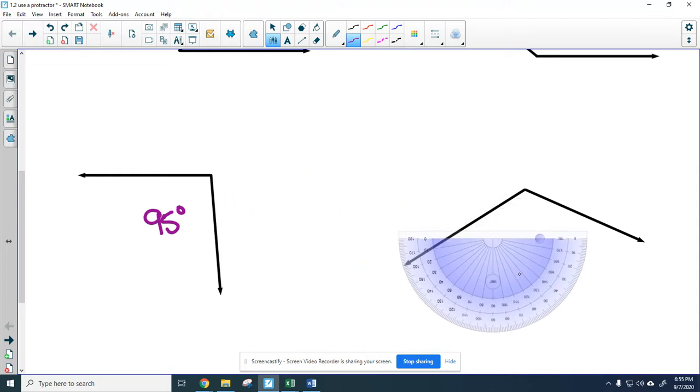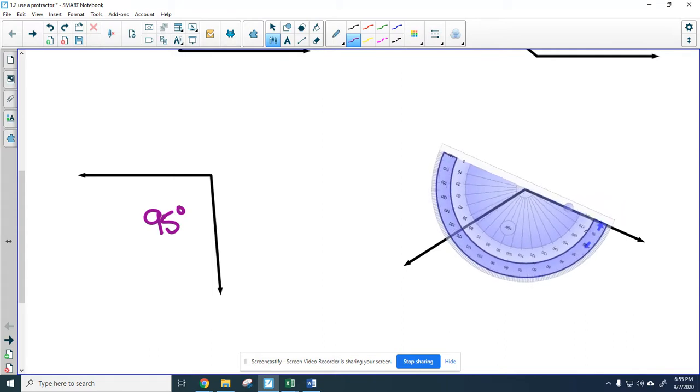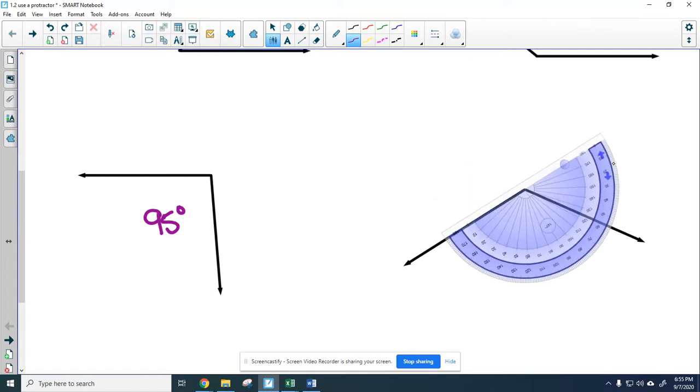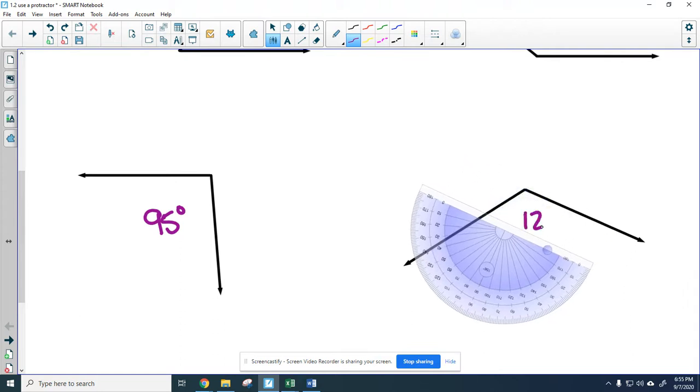Okay, let's do one more here. Center on the vertex. Now you could go, get that right on there. Either way, you could use the 0 here. If I were doing that, I would use the outside numbers because that's where my 0 is lined up. If you want to go this way, you would just use the inside numbers, but you get the same answer either way. So let me go this direction. I'm going to start at 0 and work my way around. I've passed up 90. I've passed up 120. Looks like I'm right around 122.